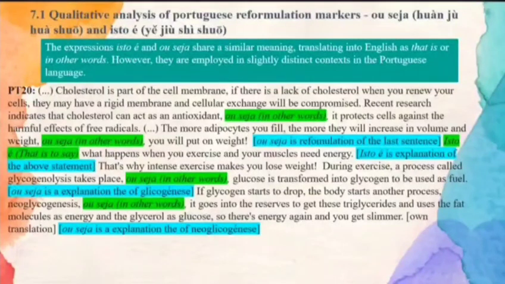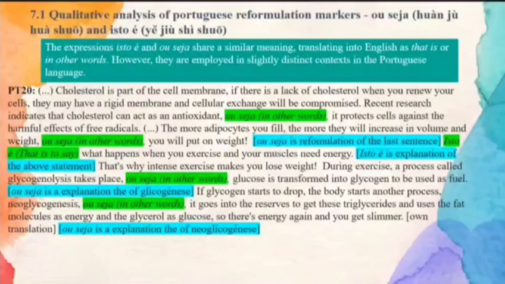During exercise, a process called glycogenolysis takes place. In other words, glucose is transformed into glycogen to be used as fuel. If glycogen starts to drop, the body starts another process, neoglycogenesis. In other words, it goes into the reserves to get these triglycerides and uses the fat molecules as energy and the glycerol as glucose. So there's energy again and you get slimmer.